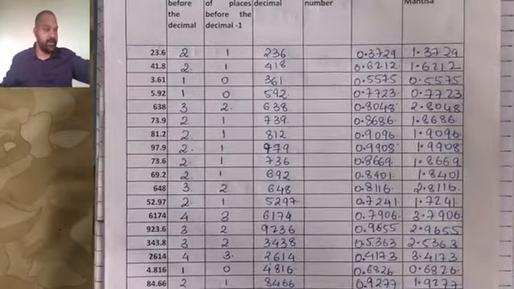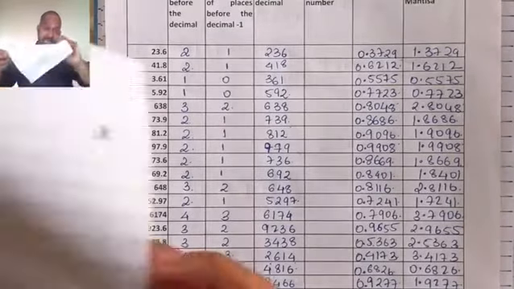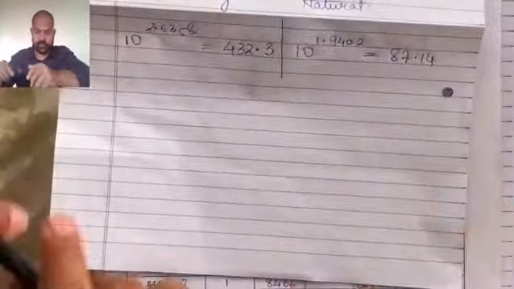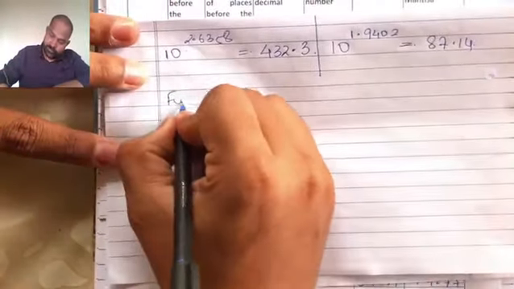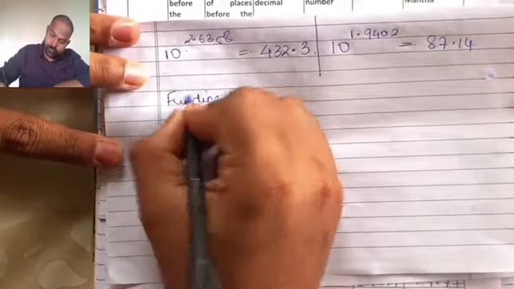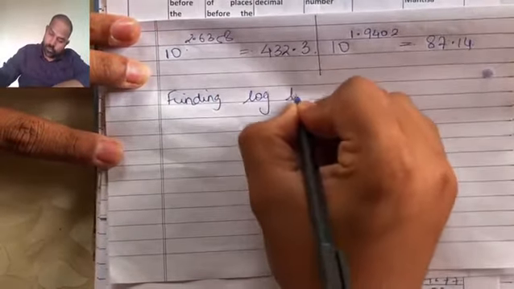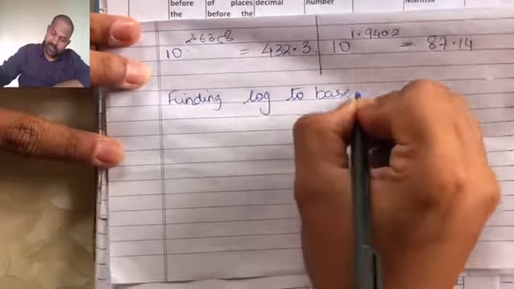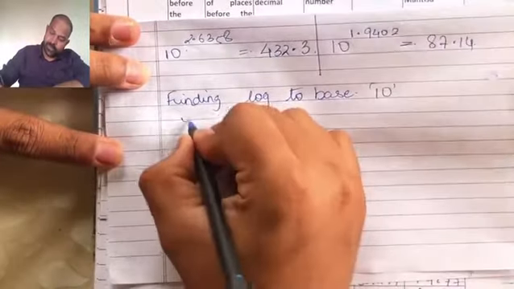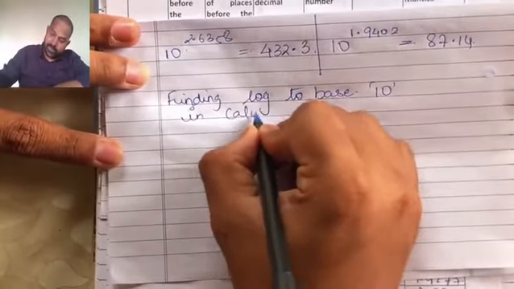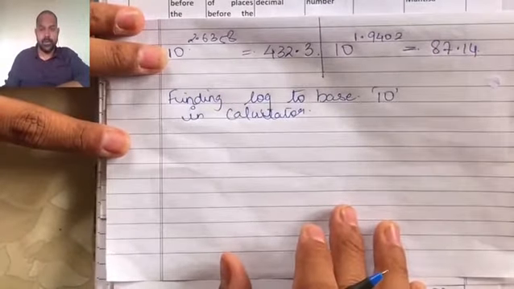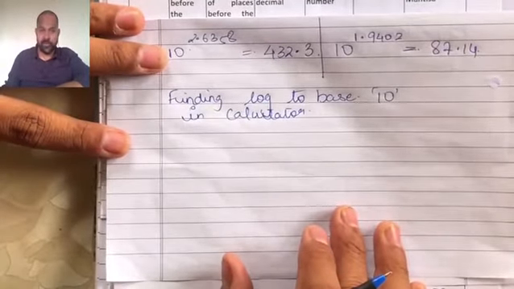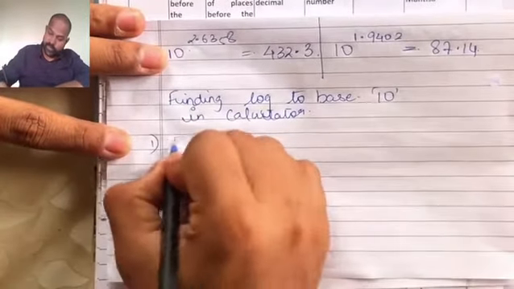So let's do one thing. Before we actually find it, I want you to write this down in your notebooks. Humor me and write down whatever I'm saying, one step at a time. Finding log 2 base 10 in calculator. How do you find logs to the base 10 in your calculator? Step 1, type the number.